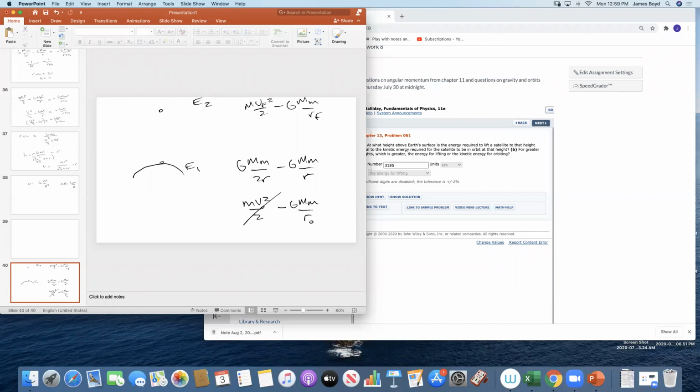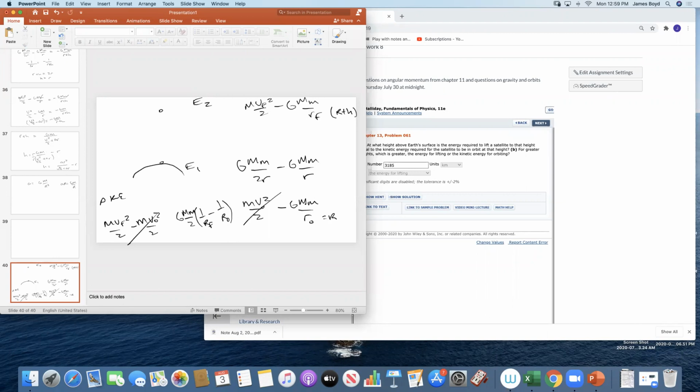Now, this is really, let's say, R plus H, and this is R. So what you get is that the change in kinetic energy has to be mv final squared over 2 minus mv initial squared over 2, which is 0. Another way to write that is it's GMm over 2 times 1 over R final minus 1 over R initial.